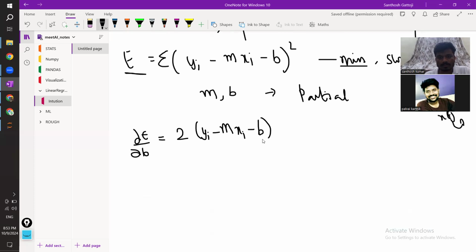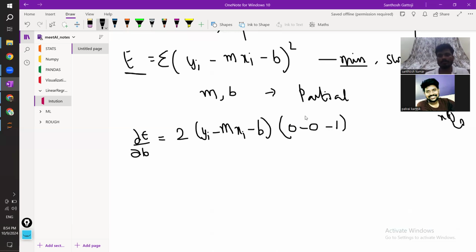Now internally you need to do differentiation. This yi is constant, that means one data point. A constant's differentiation is 0. And m is constant, x is also constant, so this is also 0. Differentiation of b with respect to b I am doing 1. Differentiation of anything with respect to itself will be 1. Minus 1.